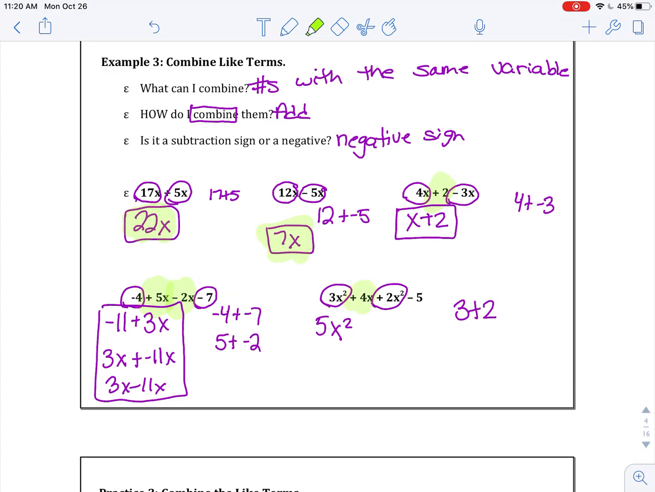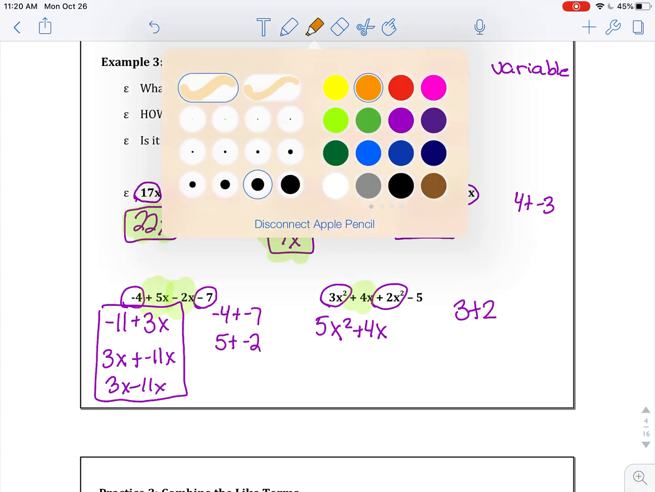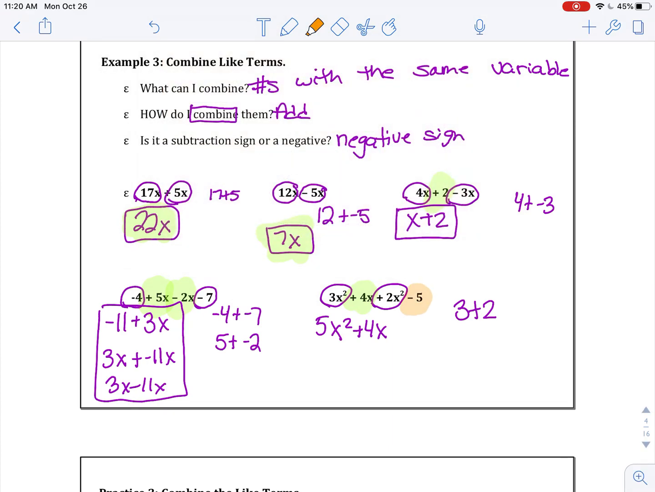Then I need to look at 4x. Are there any other numbers that have an x? There are not, so we're just going to bring it down. And then we look at negative 5. Are there any other numbers that are just numbers? Nope, so we're just going to bring it down. Okay, and we cannot combine x squared and x because they are two different variables, so our final answer is 5x squared plus 4x minus 5.